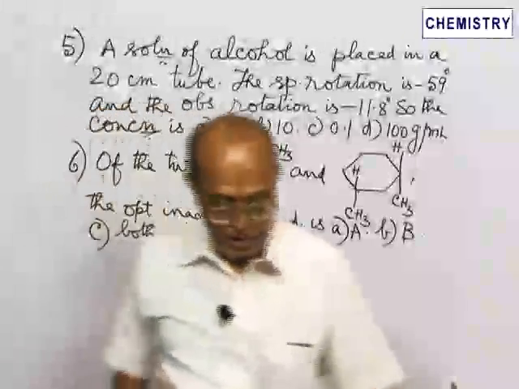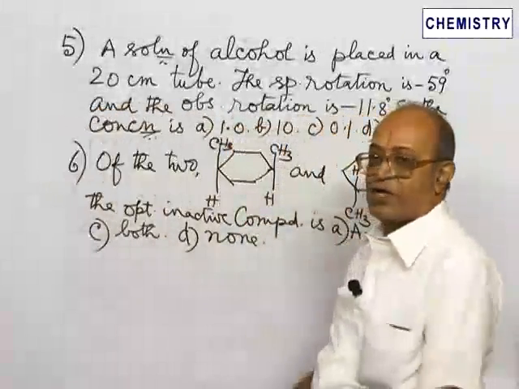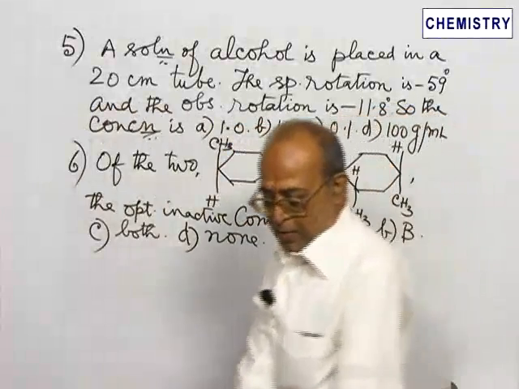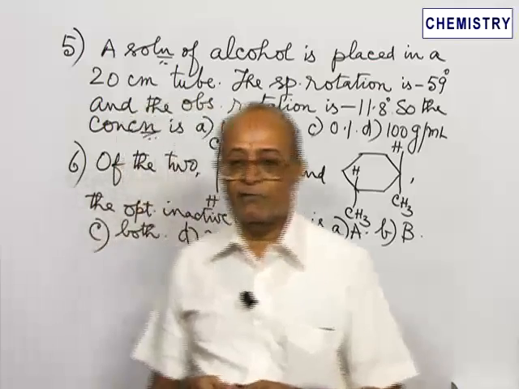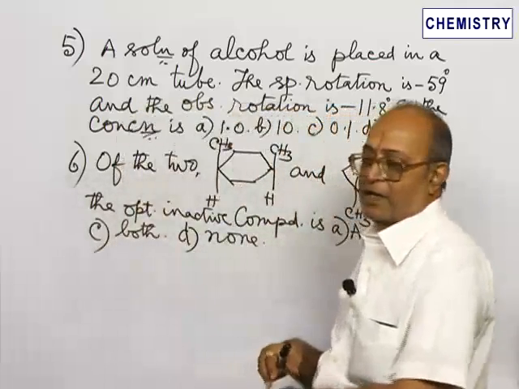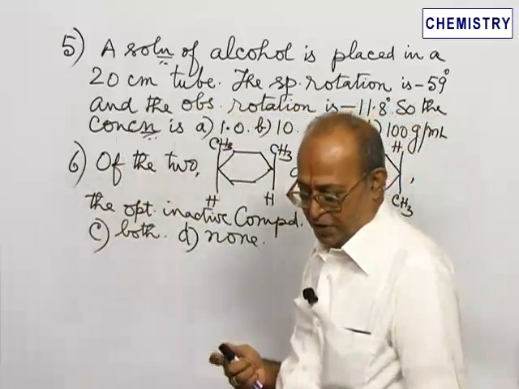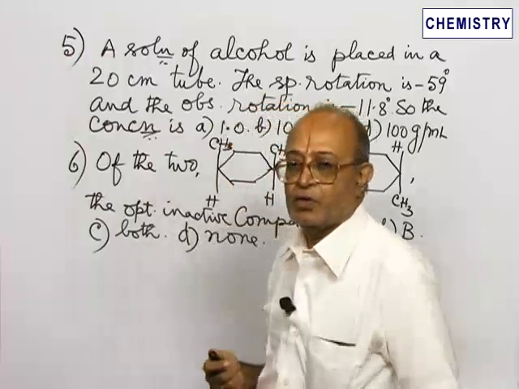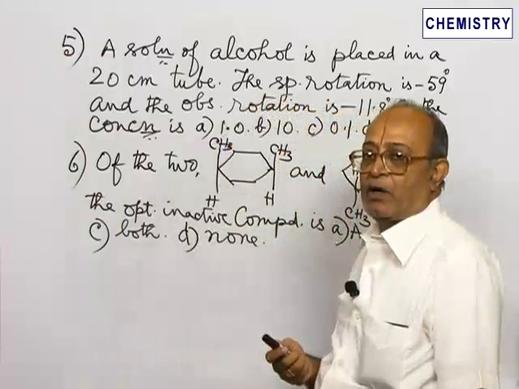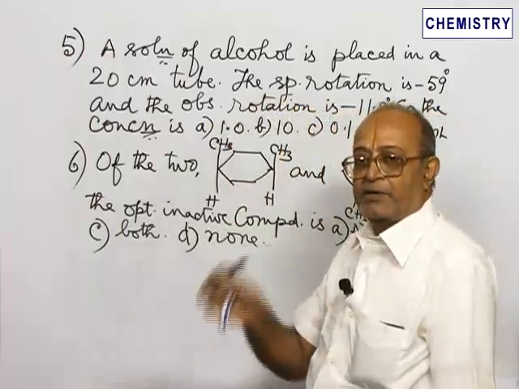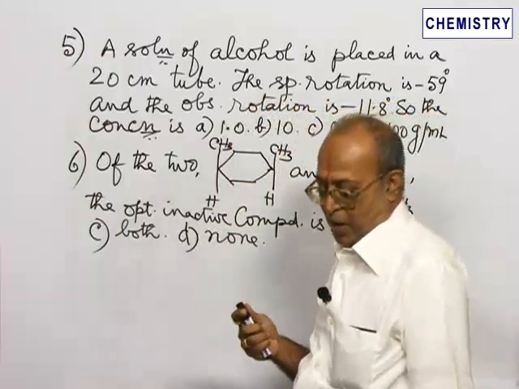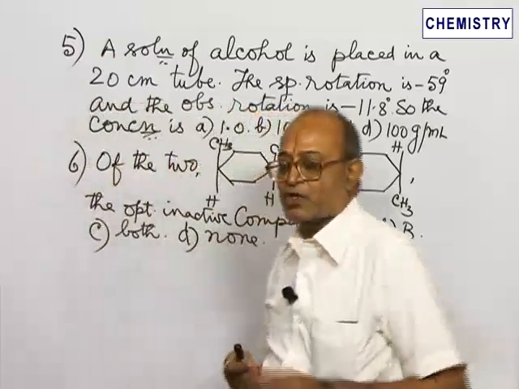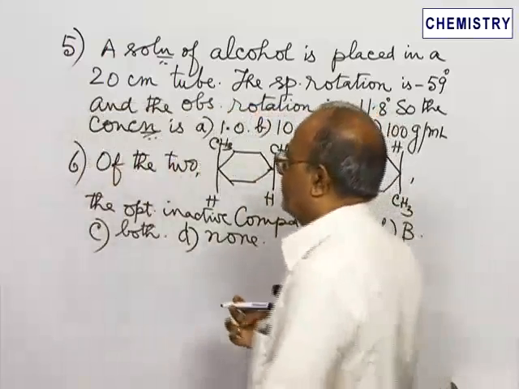Fifth one is a simple problem based on optical activity. Probably you remember when we started our discussion on optical activity, I mentioned the instrument using a polarimeter tube for studying the angle of rotation brought about by either D isomer or L isomer, as the case may be.